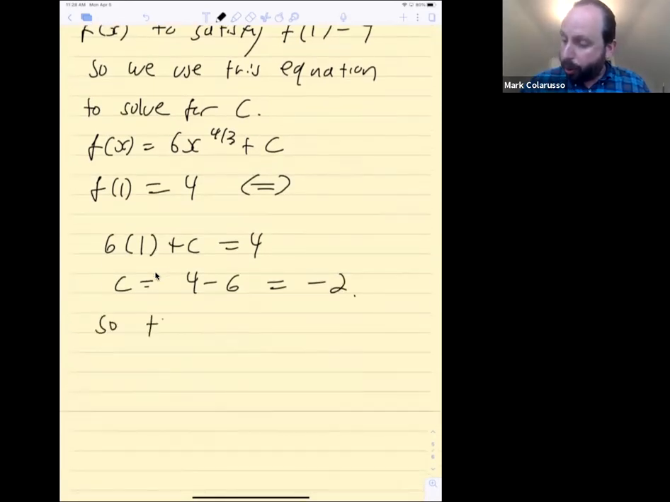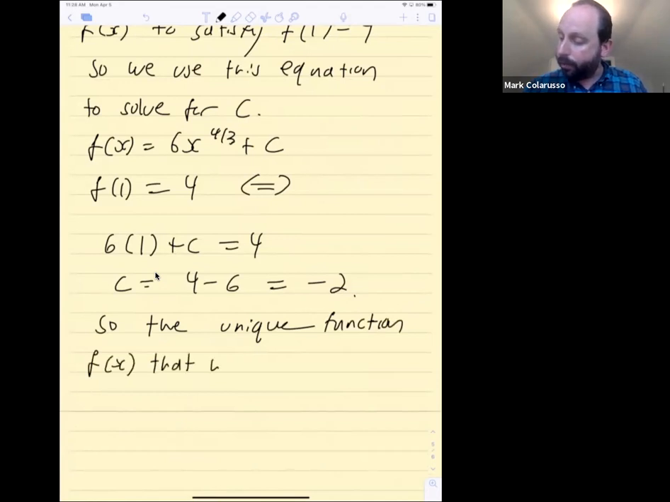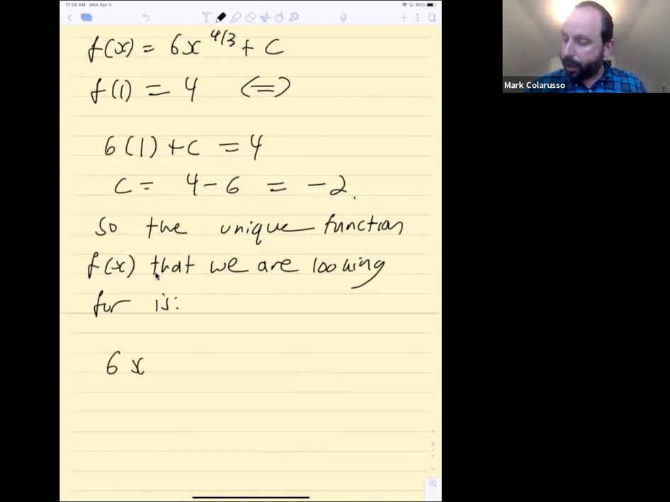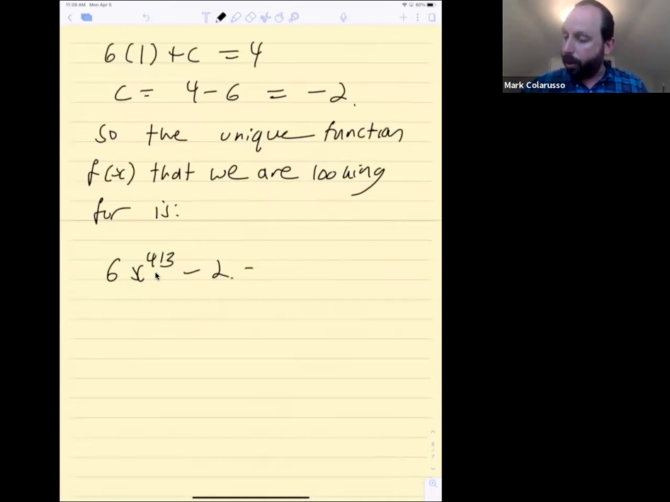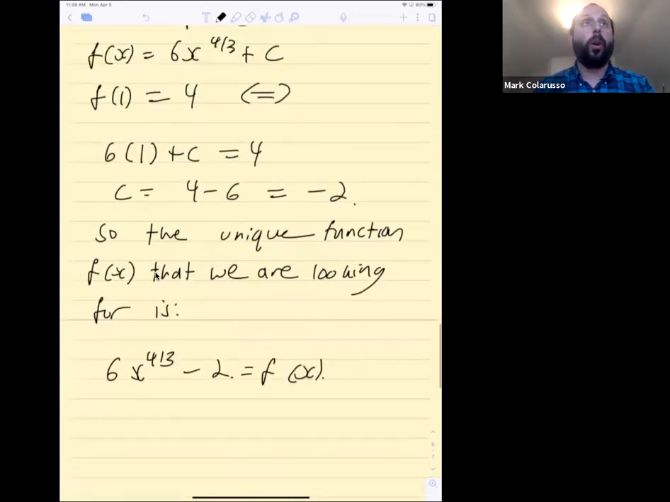So the unique function f at x that we are looking for is 6x to the 4/3 minus 2. So this is the f at x we want. Okay, so that satisfies the fact that this little f at x gives us that if we plug in 1, we get 4, and its derivative is exactly 8x to the 1/3. So that's what we wanted.